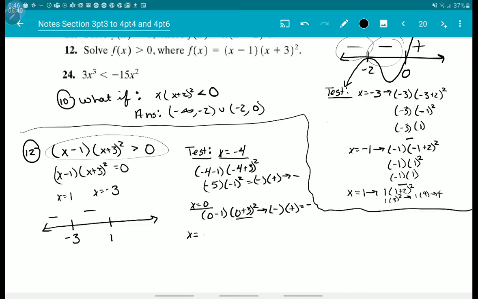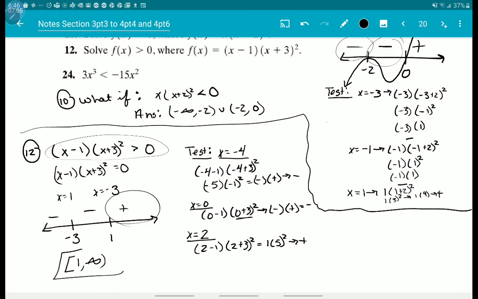And then if we plug in something bigger than 1, like 2, we're going to have 2 minus 1 times 2 plus 3 squared. So that's a 1 times a 5 squared, which is going to give us a positive. So in this case, we want greater than 0. That's going to happen here. So the answer is 1 to infinity.